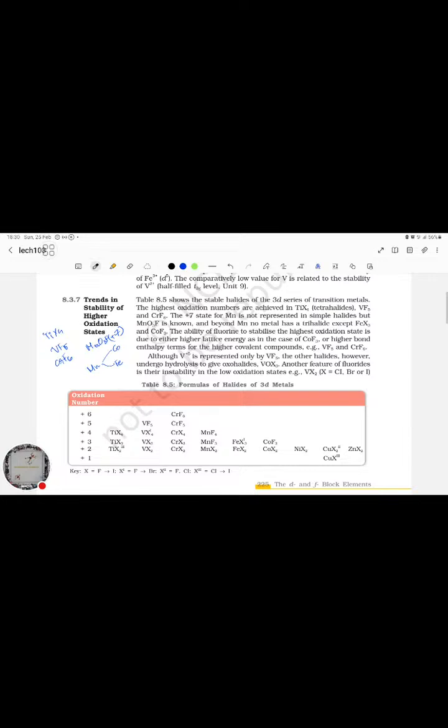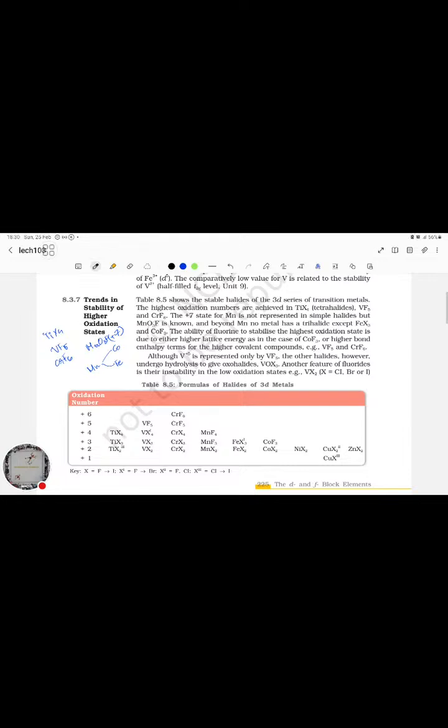The 5+ oxidation state shown by vanadium is represented only by VF5 and not by VCl5 or VBr5. The other halides however undergo hydrolysis to give oxohalides. The other halides such as VF4, VF3 or VBr3, VBr4, all of these can undergo hydrolysis.